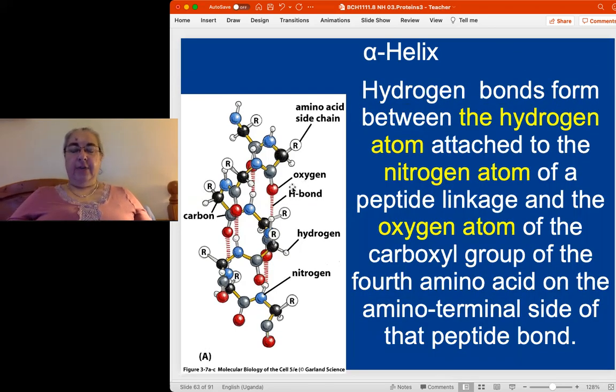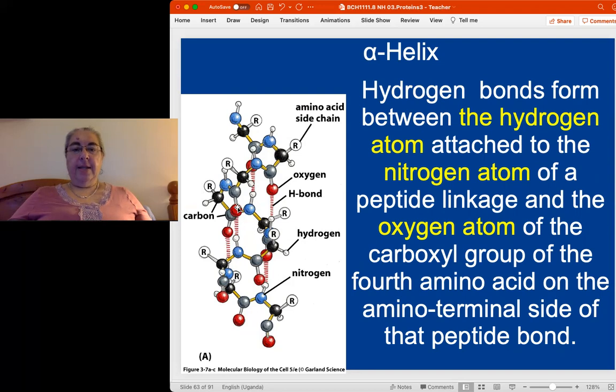Okay, so the hydrogen bonds are what holds the alpha helix in place. The hydrogen bonds form between the hydrogen atom that's attached to the nitrogen atom of a peptide linkage. So here is a nitrogen shown in blue, and here is its hydrogen, and here is an oxygen atom shown in red, and this is the oxygen atom of the carboxyl group of the 4th amino acid on the amino terminal end of that peptide bond.